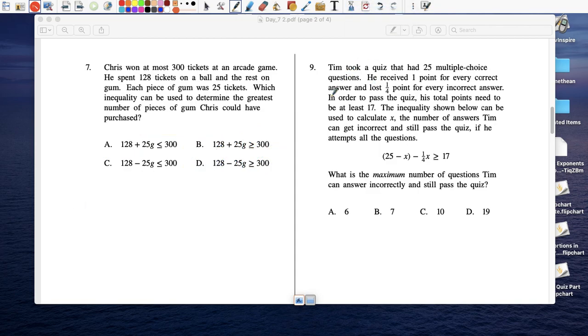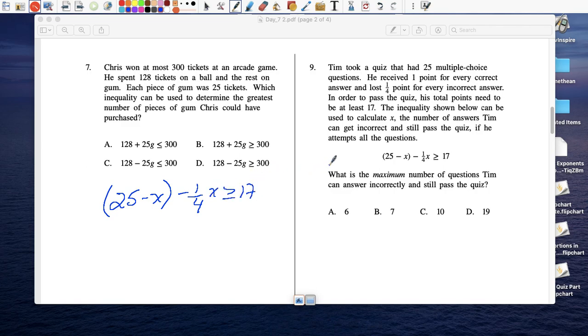9. Tim took a quiz. What is the maximum number of questions he can answer correctly and still pass the quiz? So let's solve the inequality. So 25 minus x minus 1/4 x. All that has to be greater than 17.